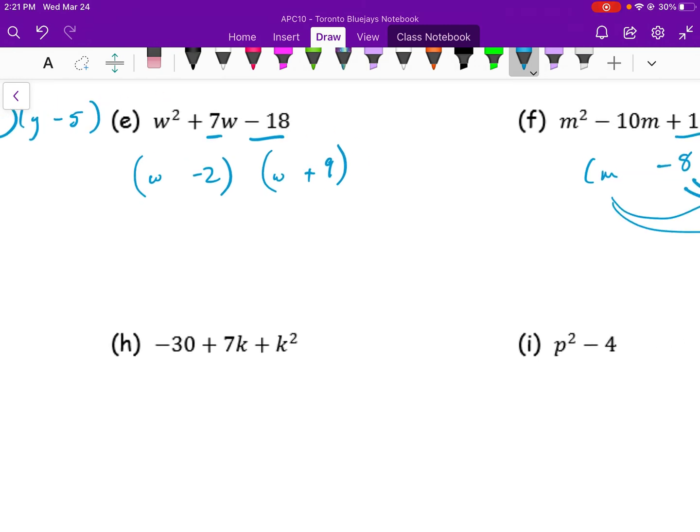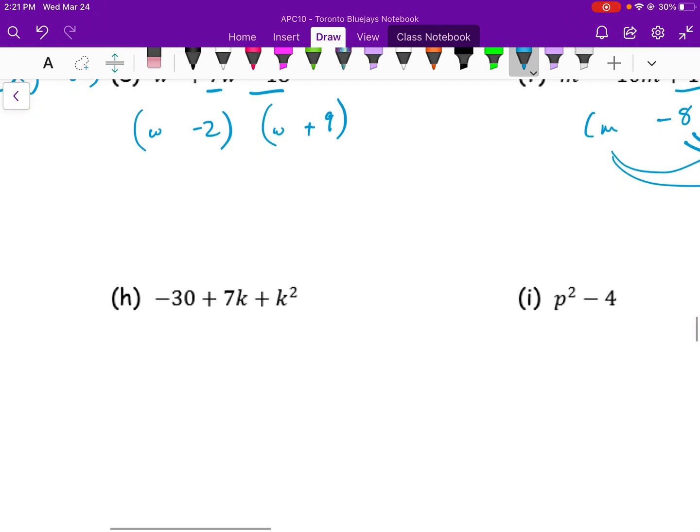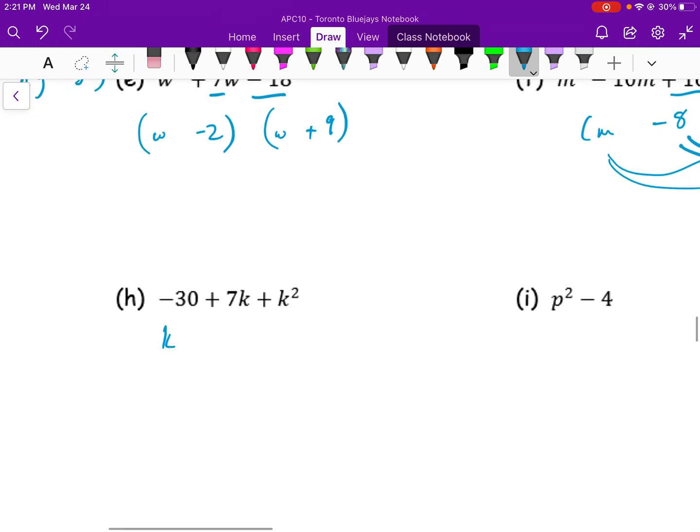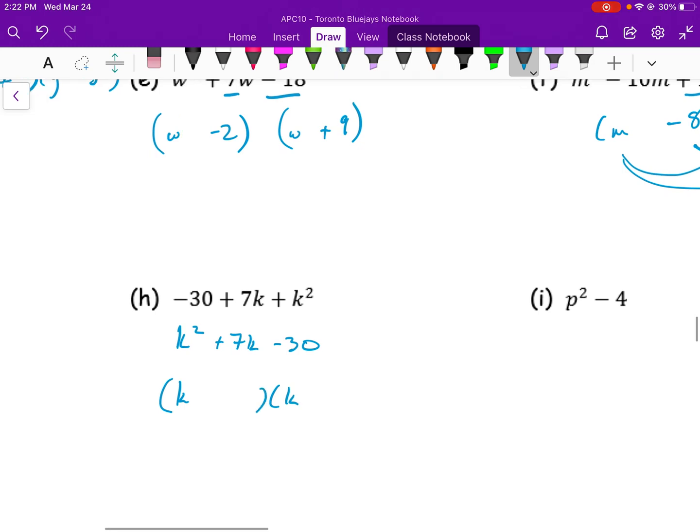Now, right off the hop, what would I do? I would just write it in descending order, the way we write polynomials. If you remember, it's the highest degree to the left and then decreasing order of degree as we go to the right. So k squared plus 7k minus 30. Mental math. Don't fail me now.